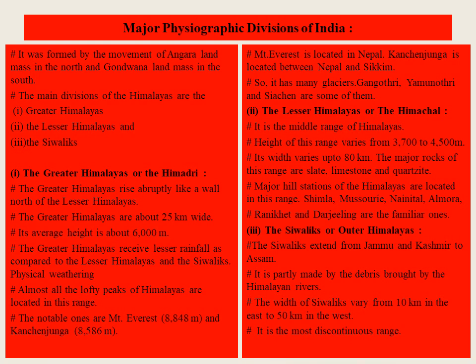The longitudinal valleys found between the Sivalik and the lesser Himalayas are called duns in the west and duars in the east. These are ideal sites for the development of settlements in the region.